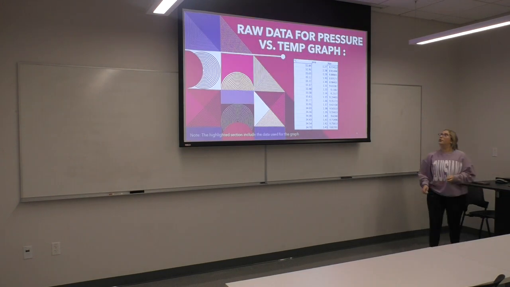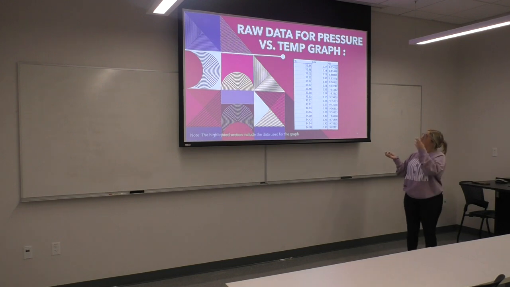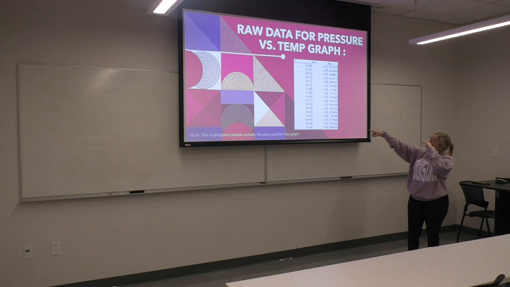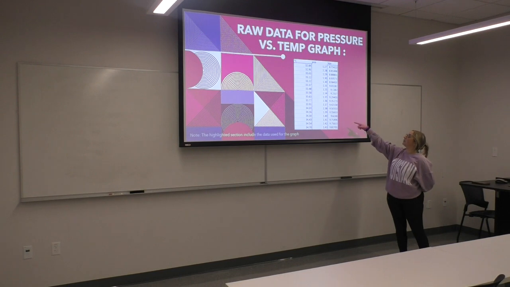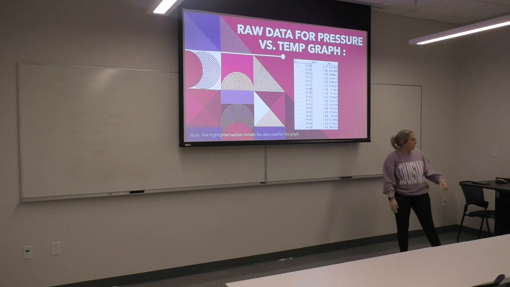Now here's the raw data for the pressure versus temperature graph. You can see that we calculated the values in degrees Celsius, and then the values were produced in PSIA. I converted them to kPa to help me with the steam table charts.